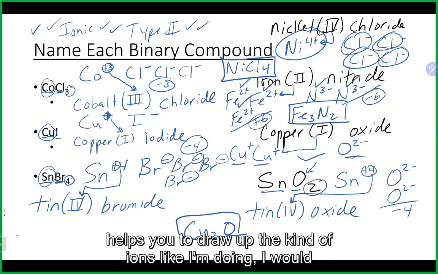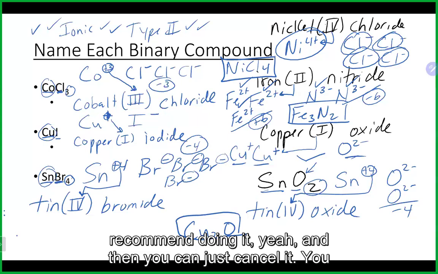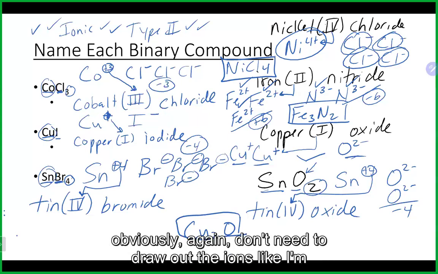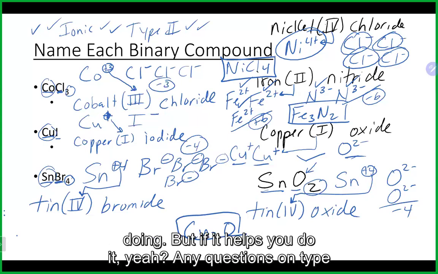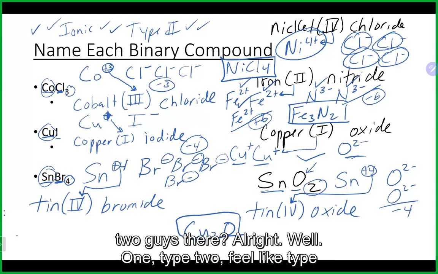Again, if it helps you to draw out the ions like I'm doing, I would recommend doing it, and then you can just cancel it. You obviously don't need to draw out the ions like I'm doing, but if it helps you, do it. Any questions on type 2 guys there? All right. Well, type 1, type 2. Feel like type 3 has got to be coming soon.